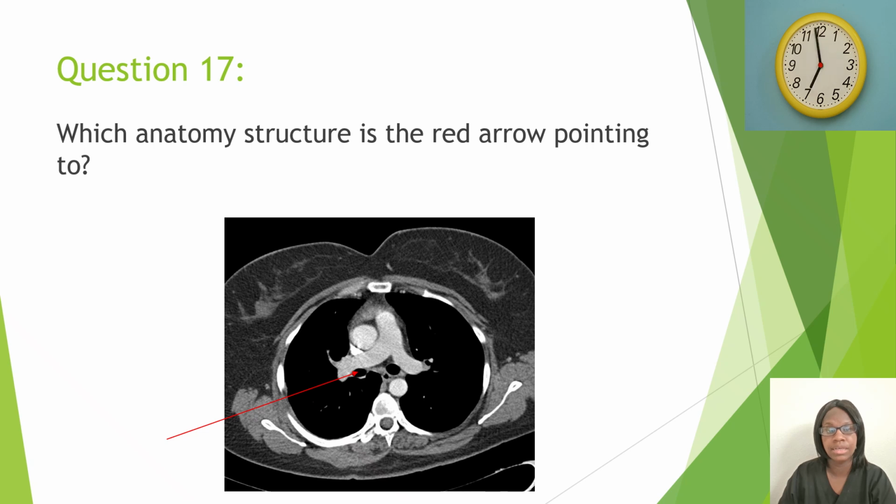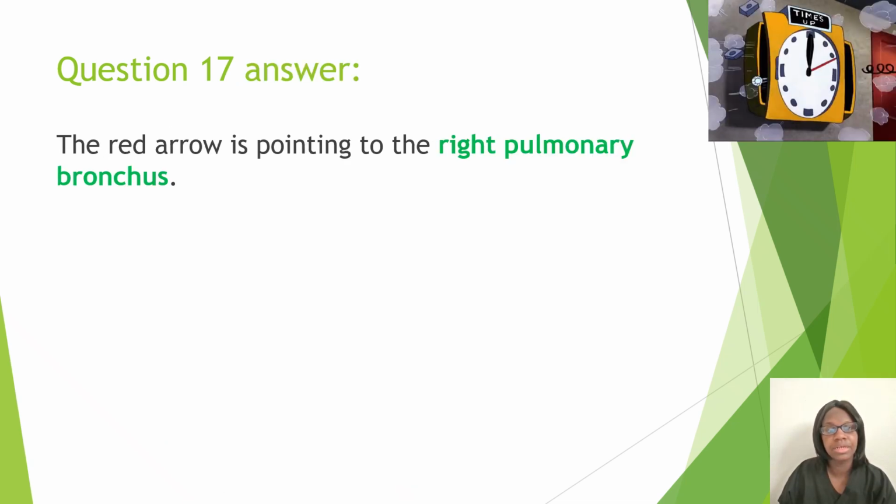Question 17. Which anatomy structure is the red arrow pointing to? The correct answer is the right pulmonary bronchus.